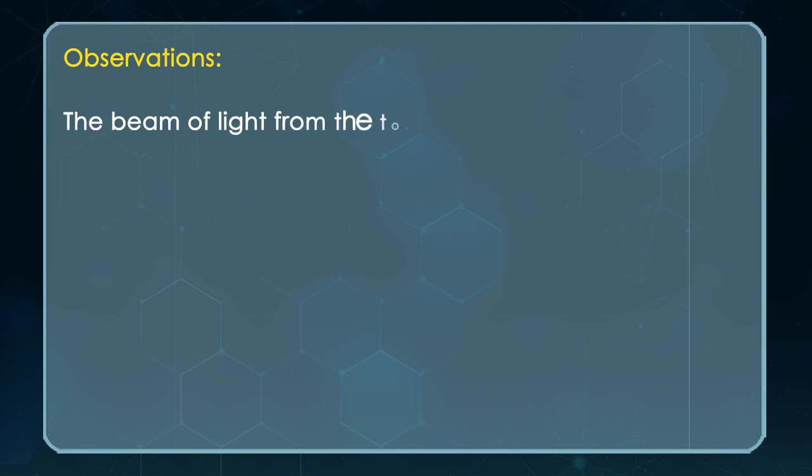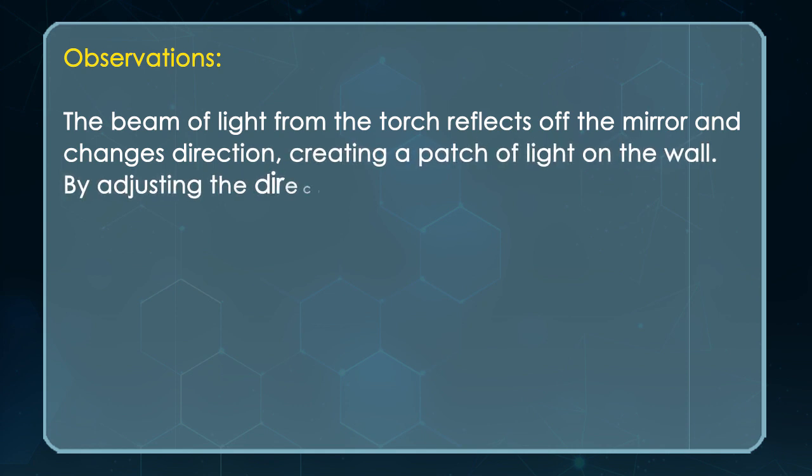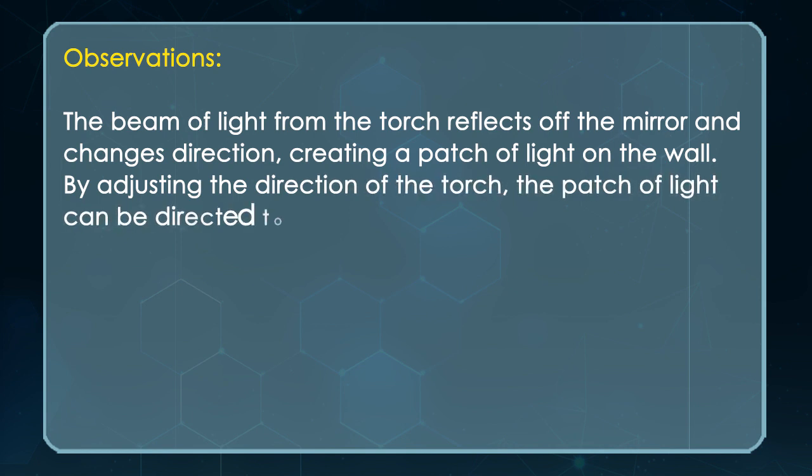Observation. The beam of light from the torch reflects off the mirror and changes direction, creating a patch of light on the wall. By adjusting the direction of the torch, the patch of light can be directed to different parts of the room.